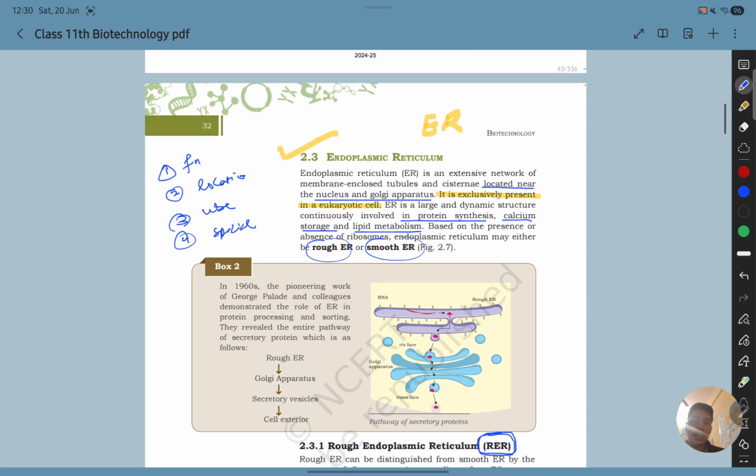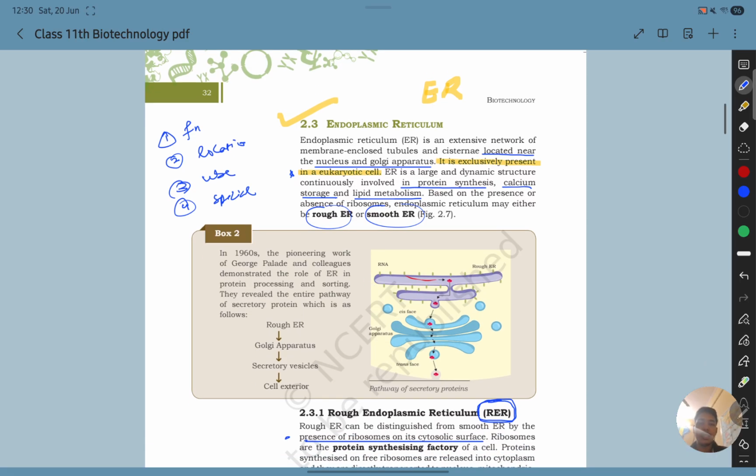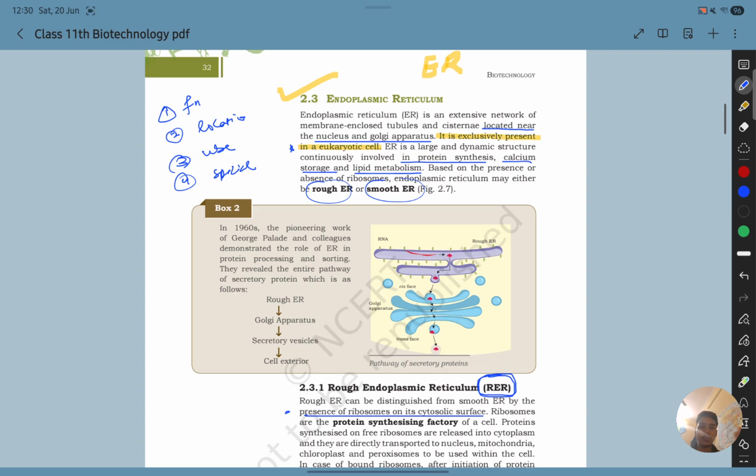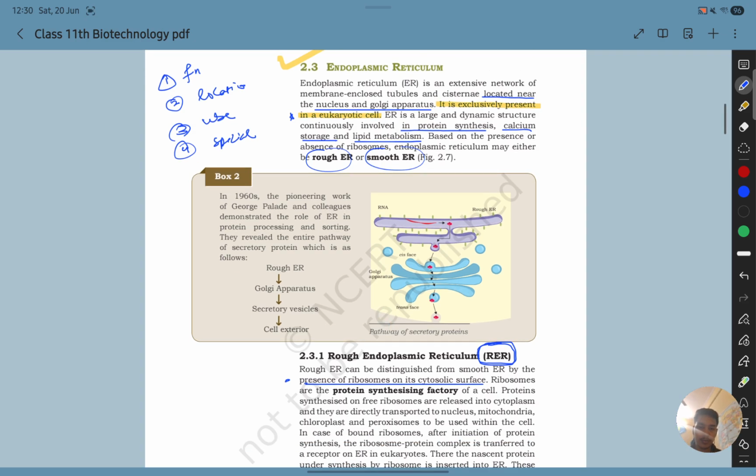First, the endoplasmic reticulum is exclusively present in the eukaryotic cell. This type of exclusive statement is a UPSC favorite question. They may say the endoplasmic reticulum is in both prokaryotic and eukaryotic cells. No, it is only in the eukaryotic cell. Also, it is involved in protein synthesis and the storage and synthesis of lipids. There are two types of endoplasmic reticulum, rough and smooth.